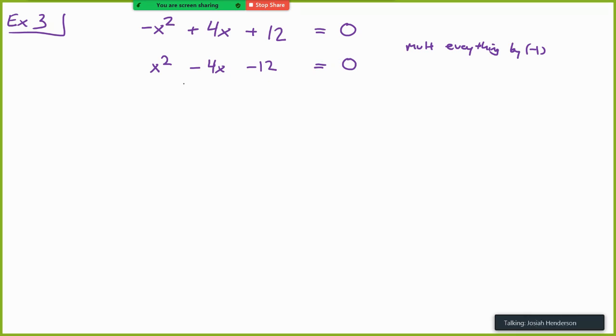Let's complete the square. So we move our -12 over here. I can't just drag it though, right? We're going to add 12 to both sides. So plus 12, and we get x squared minus 4x equals 12.